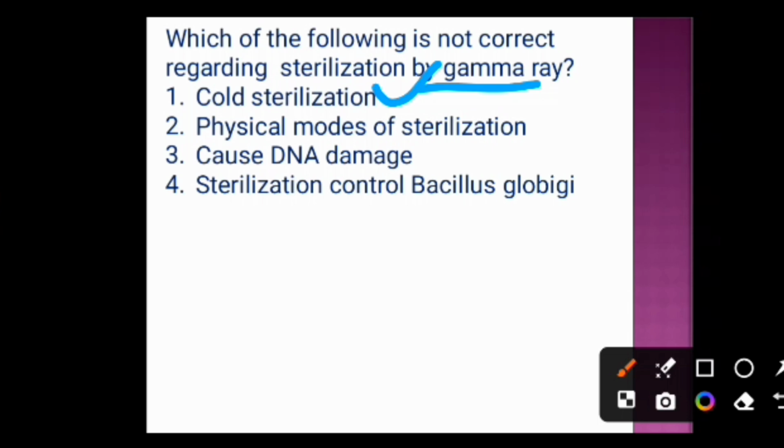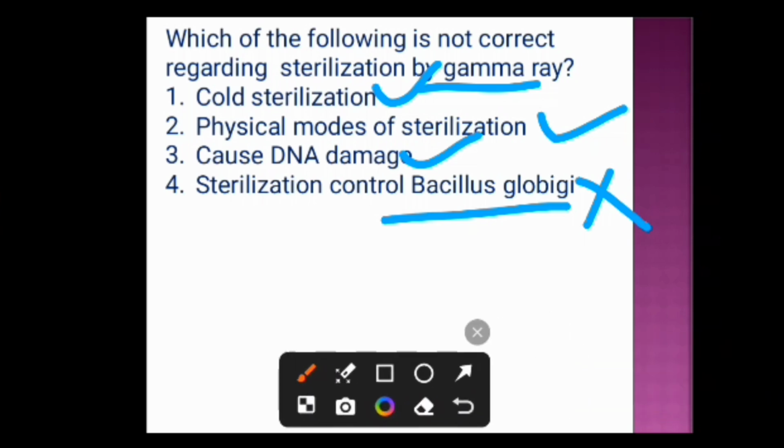Next is it is a physical mode of sterilization. Gamma ray is a physical mode of sterilization, so it is also correct. It causes DNA damage. Gamma ray causes DNA damage. Option 4 is sterilization control of Bacillus globigii. The sterilization control for gamma ray or ionizing radiation is not Bacillus globigii. It is not correct because the sterilization control for radiation is Bacillus pumilus.